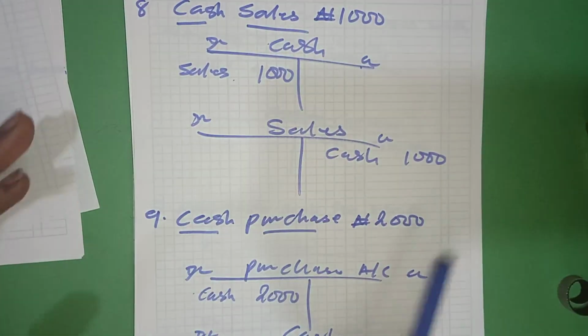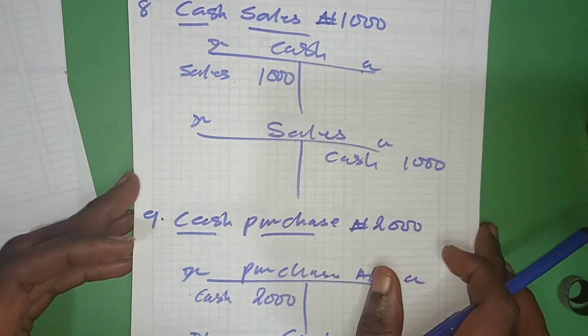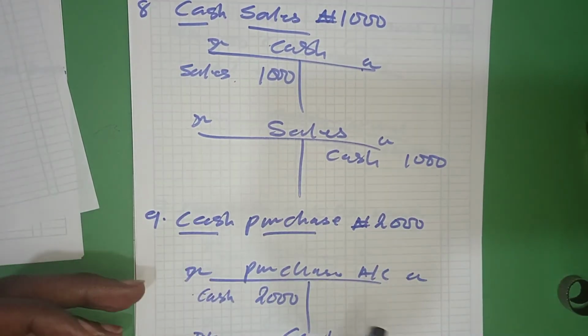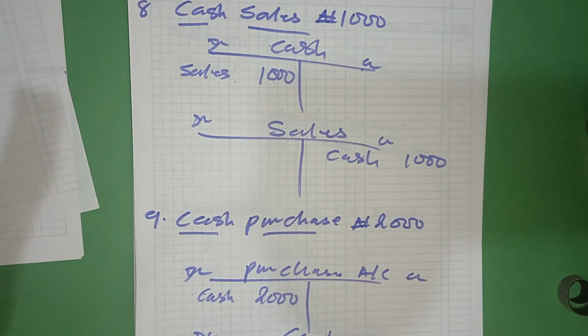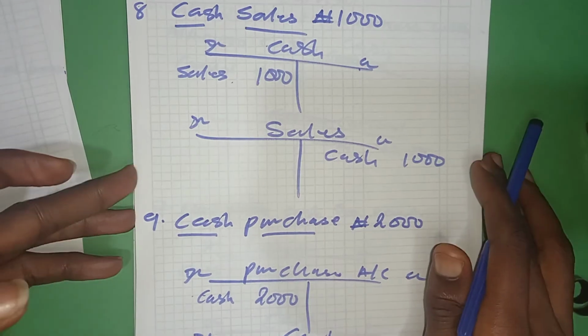Now, this is cash sales, credits, cash sales, and cash purchases. Cash sales, when you sell and nobody is owing you. When you sell, your cash is increasing. You debit cash and credit your sales. When you purchase with cash, your cash is reducing. Debit your purchase and credit your what? Your cash. Is that clear?